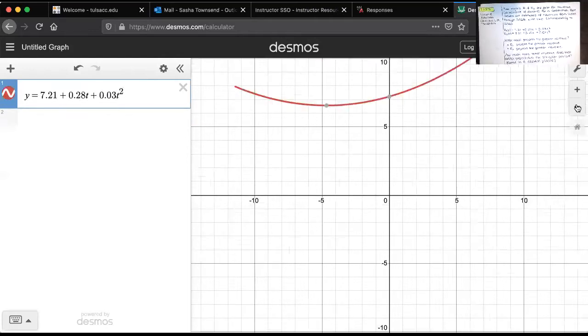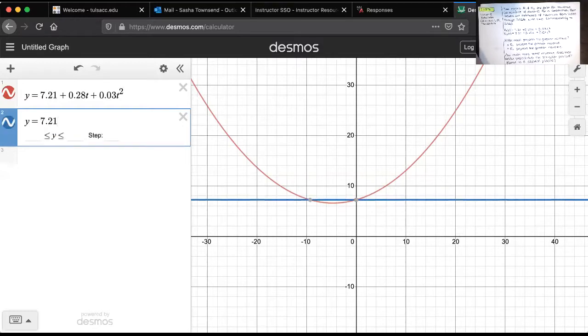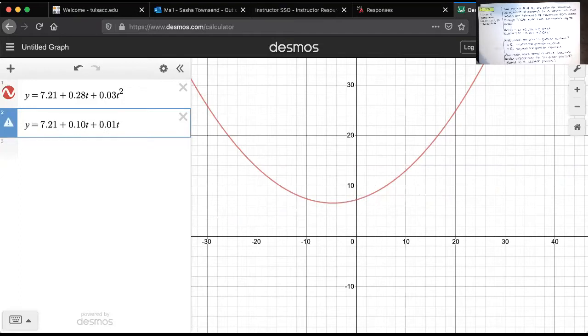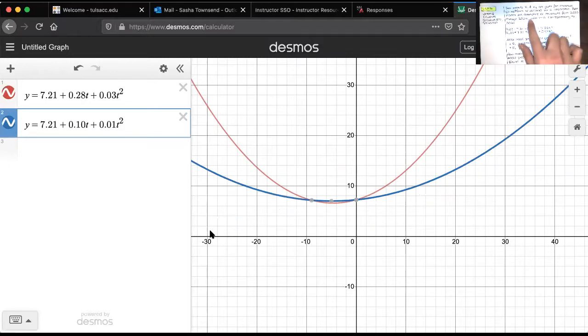And if we zoom out a little bit, you see we're looking at a parabola. That's R sub 1, and then R sub 2 is y equals 7.21 plus 0.10 t plus 0.01 t squared. So that's a second parabola. Now again, we're only interested in the part of the graph that represents these years from 2020 through 2025. So that's t equals 0 to t equals 5.